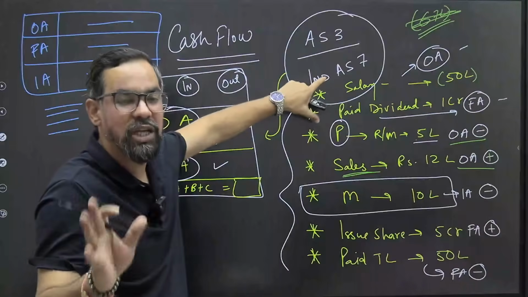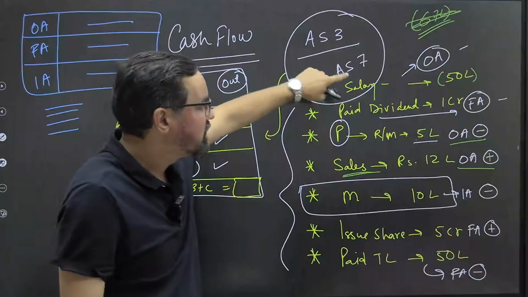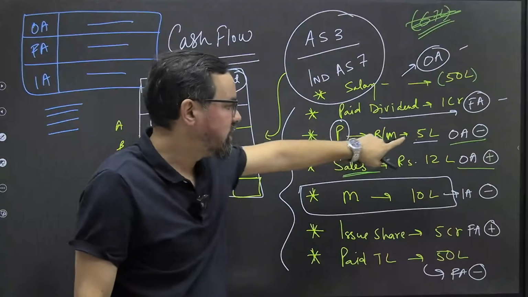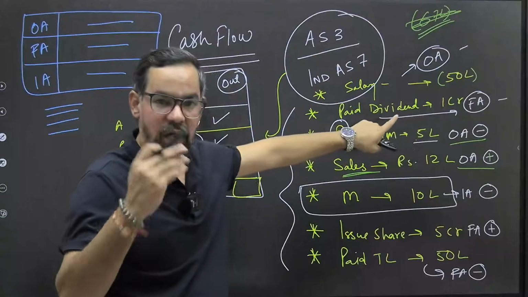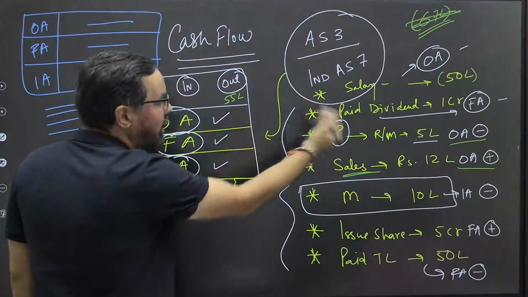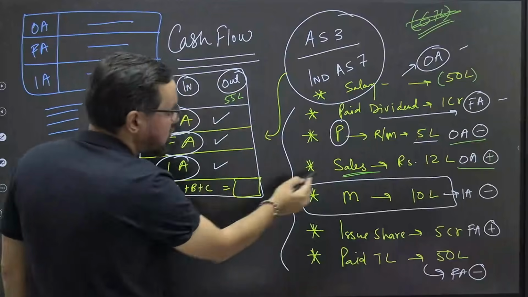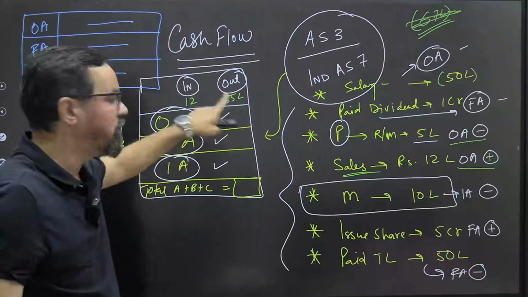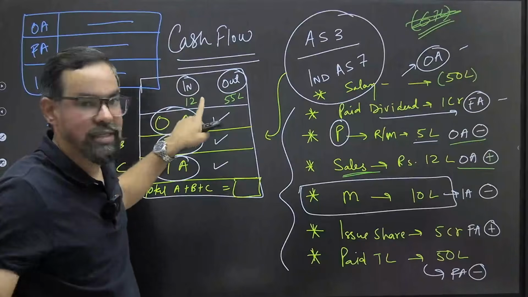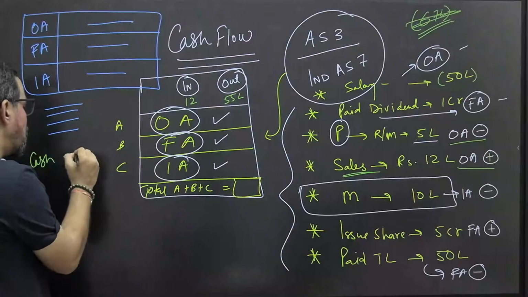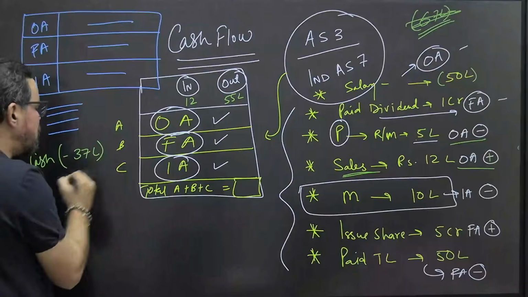The overall cash flow from operating activity: salary 50 lakh is outflow and purchase 55 lakh is outflow. Out is how much? 55 lakhs, and in is how much? The sales was 12 lakh, okay. So 55 lakh minus 12 lakh, that is 37 lakh. So your answer will be cash outflow of 37 lakh for this particular question.